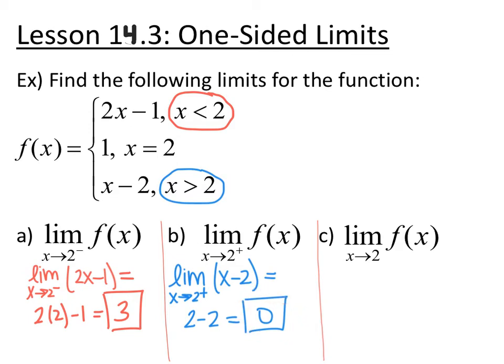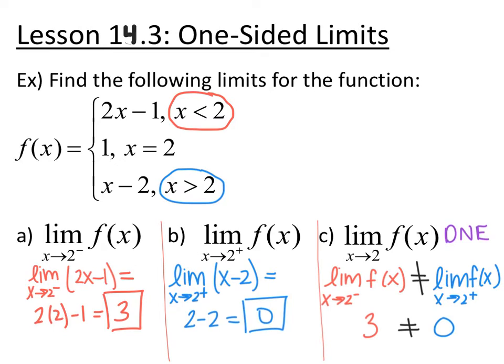The last part says we want the limit as x approaches 2, just the regular limit of f of x. We just had a theorem that said the limit exists if and only if the two one-sided limits are equal to each other. So does this limit exist, and if so, where is it? The limit as x approaches 2 from the left was equal to 3, and the limit as x approaches 2 from the right was equal to 0. Those aren't equal to each other, so the limit as x approaches 2 of f of x does not exist.